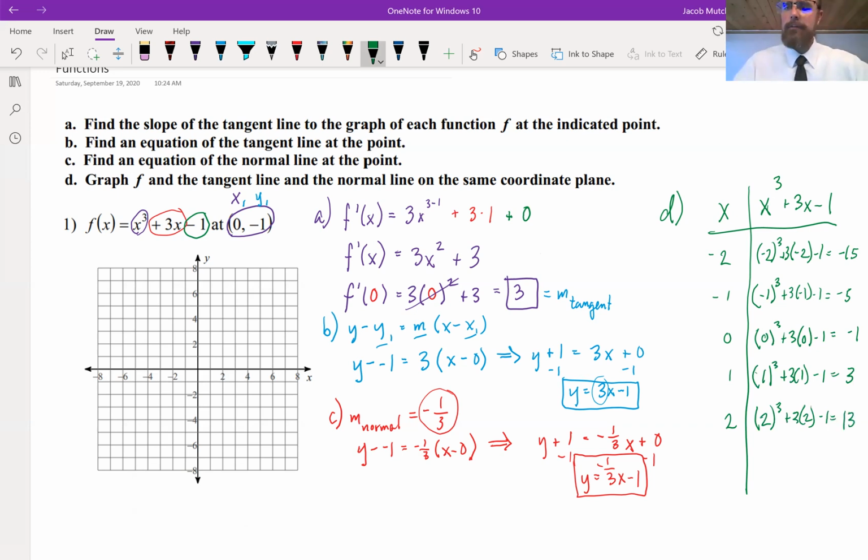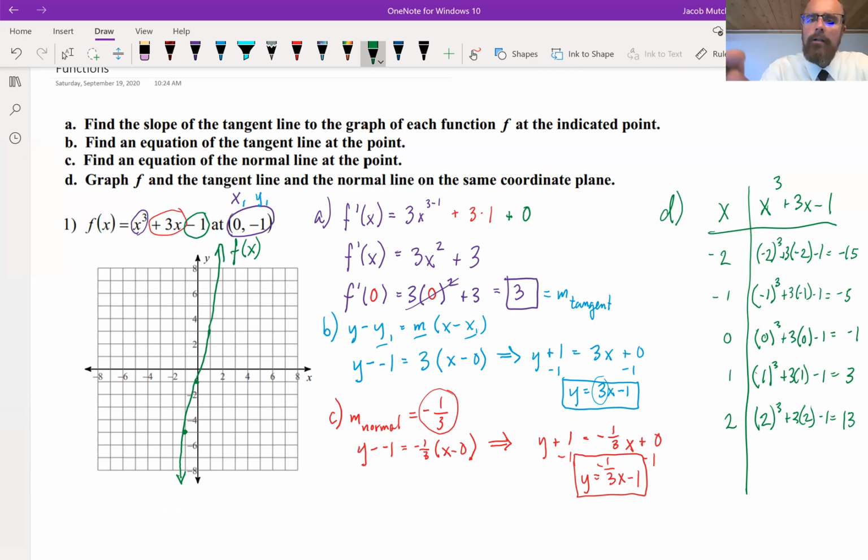So let's graph. The first point I can really plot here is (-1, -5). I can also plot (0, -1) and (1, 3), and then the other 2 points on my table are out of range. So I'm just going to sketch this very narrow cubic function, and I'm going to label that f of x.